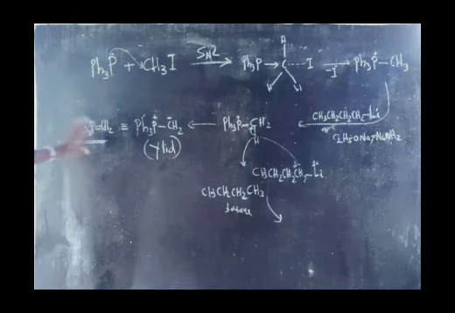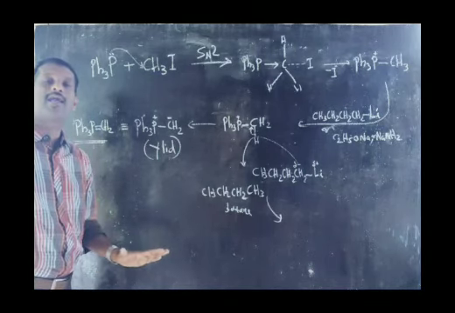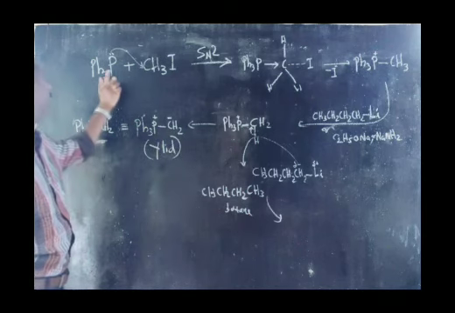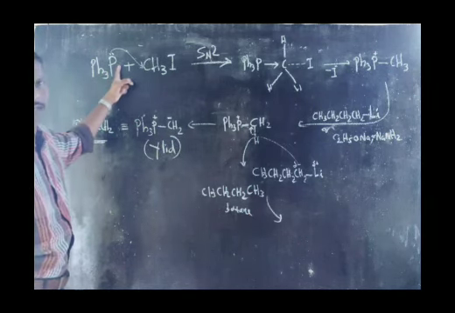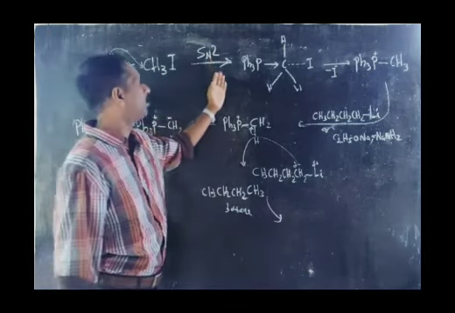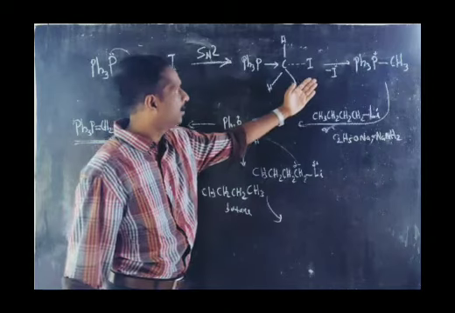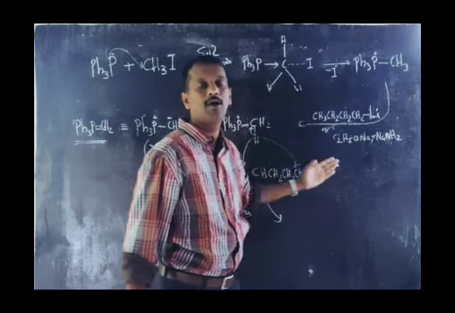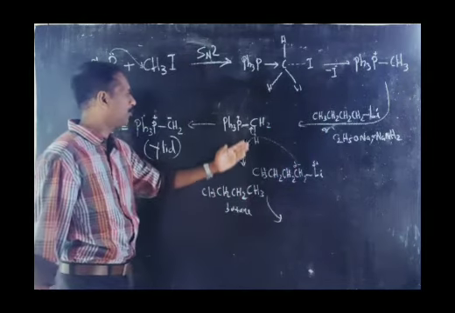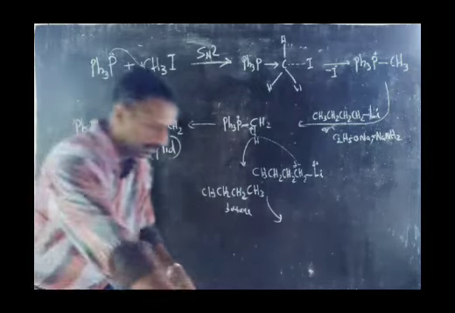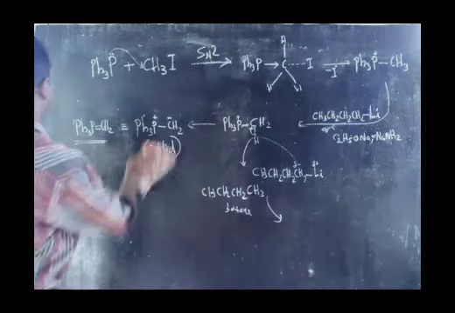In this way, we are preparing the Wittig reagent. The Wittig reagent is prepared from trialkyl or triphenyl phosphine with alkyl halide. Triphenyl phosphine, Ph3P, reacts with alkyl halide via a simple SN2 reaction. After that, we use a strong base like n-butyl lithium or sodium ethoxide. It will remove a proton from the carbon, and we get ylide. That is our Wittig reagent.